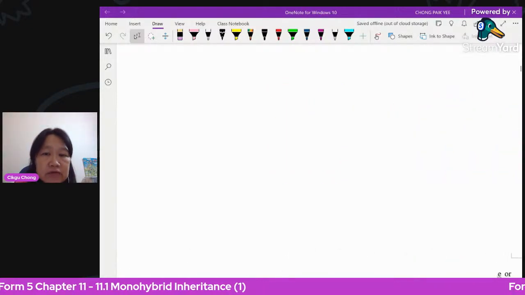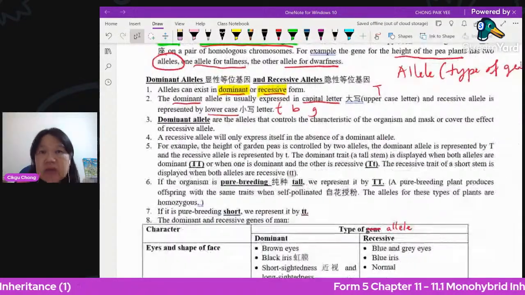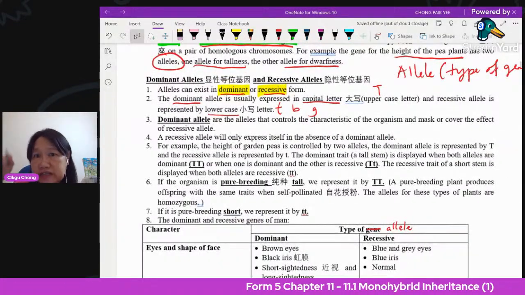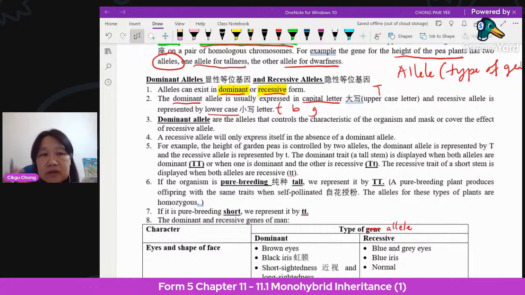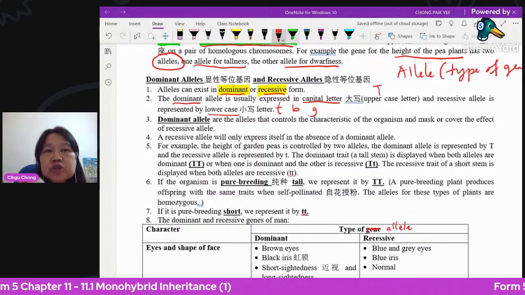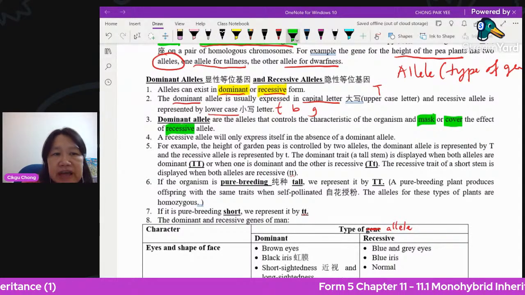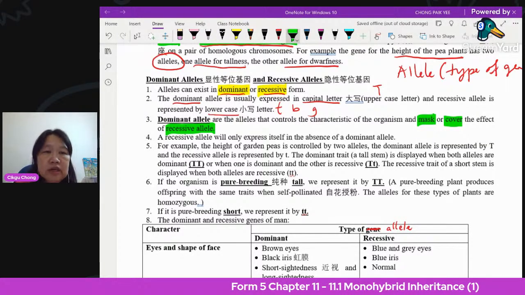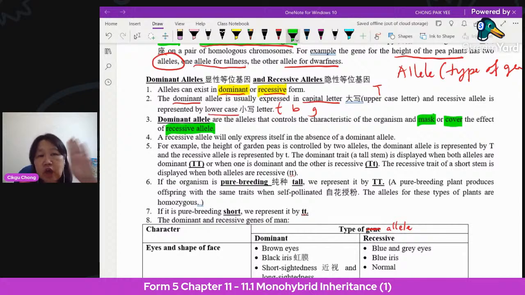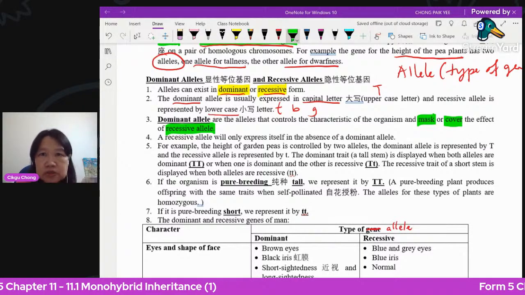The dominant and recessive. This is quite important for you to understand, because in the next lesson, we're going to start drawing the diagram. You need to know what is a capital letter and what is a small letter. Dominant alleles are strong enough that they can mask, they can cover the effect of the recessive allele. It won't show the recessive. When you have a dominant and a recessive, it will definitely show the dominant. Recessive will not show because it's not strong enough.